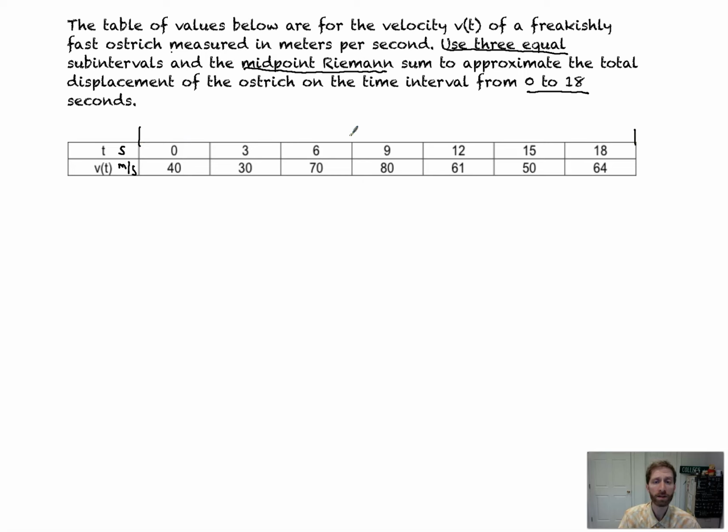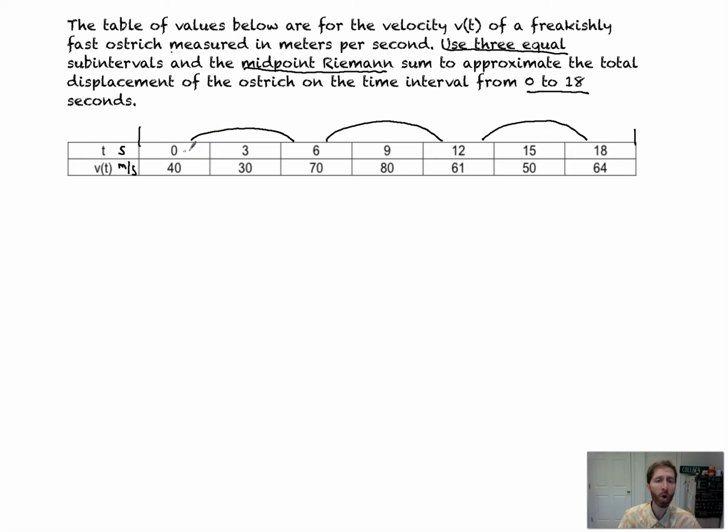So 0 to 6 is going to be here to here. 6 to 12, that's a second subinterval, and 12 to 18. How did I know those are going to be the subintervals? Well, subintervals can never overlap, because if they do, we might double count values. That's a problem with approximating things accurately.